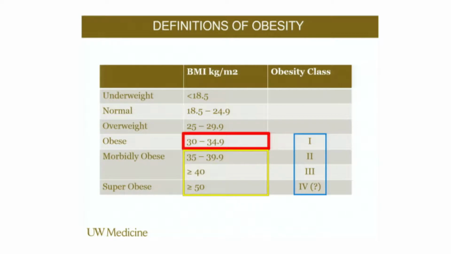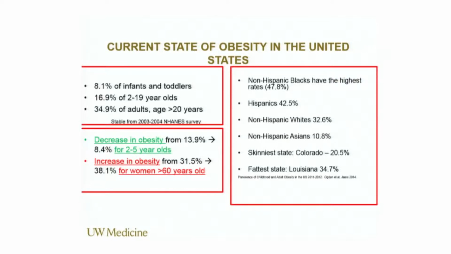Dr. Scher and Dr. Hirsch showed you some slides about the incidence of diabetes and obesity. These are some of the latest statistics. So 8% of infants and toddlers are obese, about 17% of young children and adolescents, and a little bit under 35% of adults age 20 or greater. We have seen a slight decrease in obesity in 2 to 5-year-olds. Some people think Michelle Obama has something to do with that.